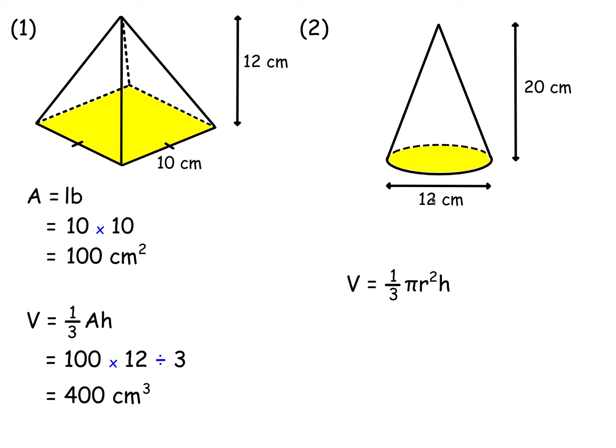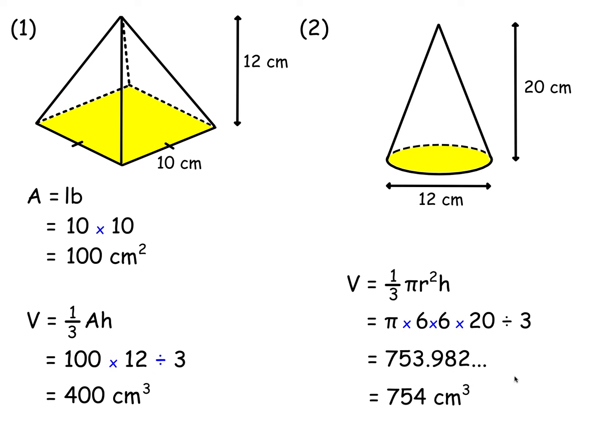So radius is 6, half that 12, the height is 20. You put these into the calculation. You can either replace pi and round off your answer, or to get an exact value, you don't replace pi, you just work out 6 times 6 times 20 divided by 3. That's the answer if you replace pi. That's 3 significant figures in the rounding. So it's just a third in front of the prism formula.